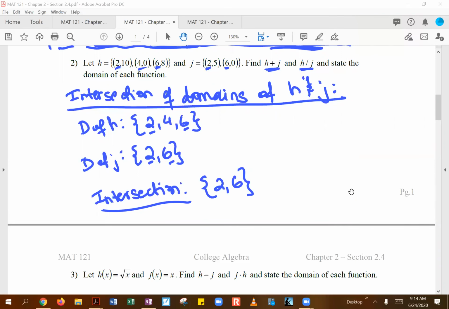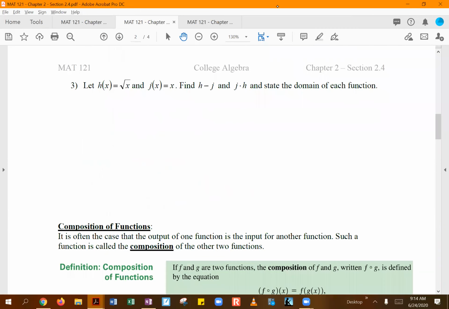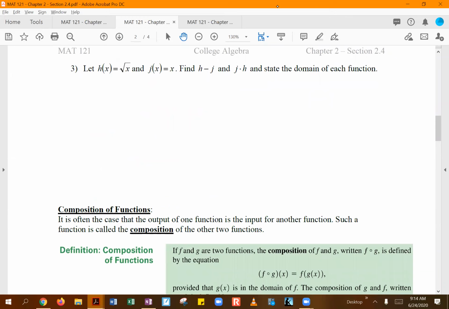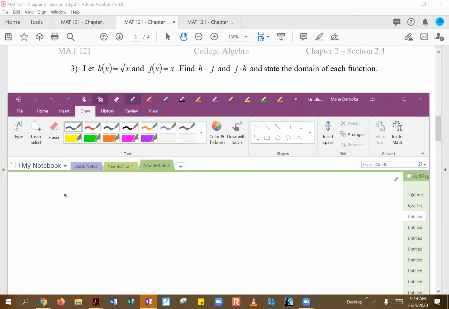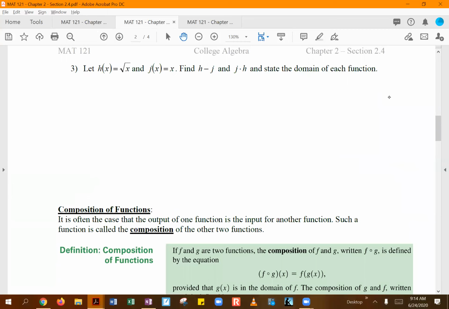Okay, so let's take a look at how we can work through example 3 over here. We are given h of x is the function square root of x, and j of x is just x. They're asking us to find h minus j and j times h and the domain for each of these.